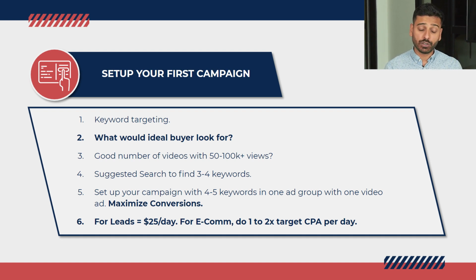And what we'll do is our budget will be $25 a day for leads if you're doing an info offer or if you're doing lead gen. For ecom, you'll do 1 to 2x your target CPA per day. So if your ecom product is $50, I'd recommend at least spending $50 a day on each campaign just so you can get the data in. So let me show you how this actually looks inside of Google Ads.